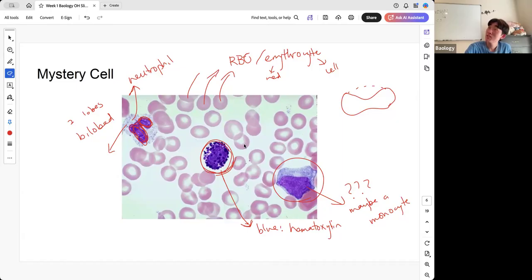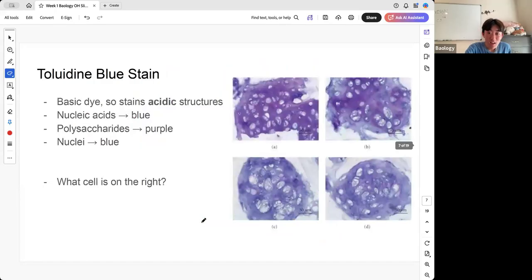Yes, negative is correct. This is because hematoxylin is a positively charged dye, so it wants to bind to negatively charged cells. Good job. Okay, now we're going to talk about a different stain.